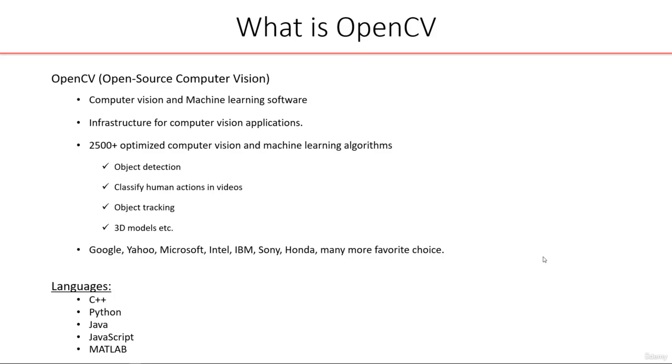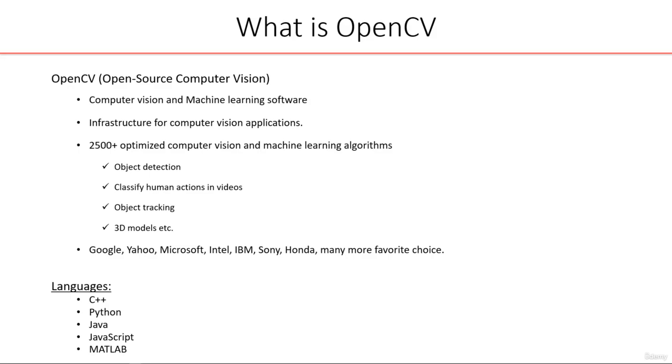This library has more than 2500 optimized algorithms, which include a comprehensive set of both classic and state-of-the-art computer vision and machine learning algorithms, like object detection, classifying human actions in videos, object tracking, 3D modeling, etc. OpenCV has now become one of the most popular and widely used libraries for developing computer vision applications. Companies like Google, Yahoo, Microsoft, Intel, IBM, etc. are using OpenCV as the first choice in working on image processing applications.